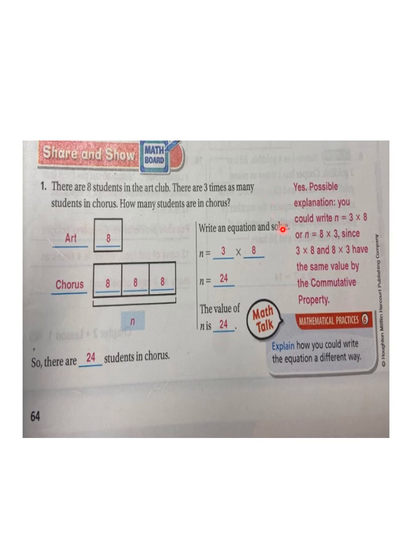You could write n equals 3 times 8 or n equals 8 times 3, since 3 times 8 has the same value as 8 times 3 in the commutative property. So it doesn't matter if you went 8 times 3 or 3 times 8. It's going to equal 24. Okay? All right, how'd you do?